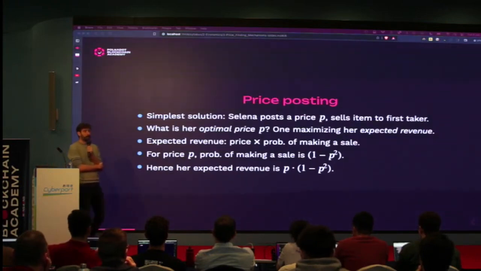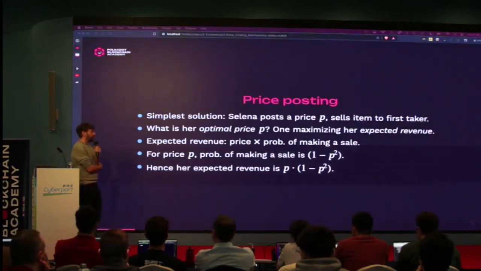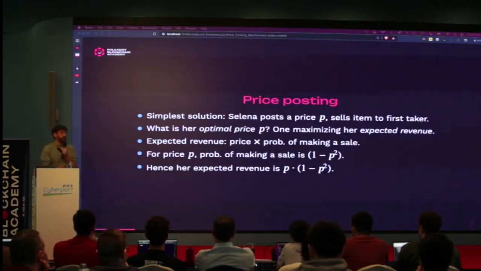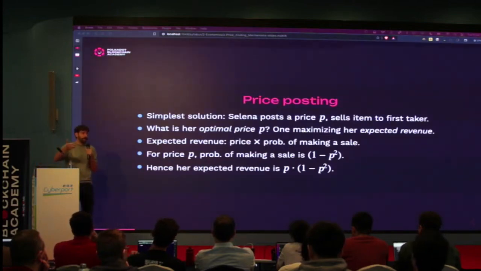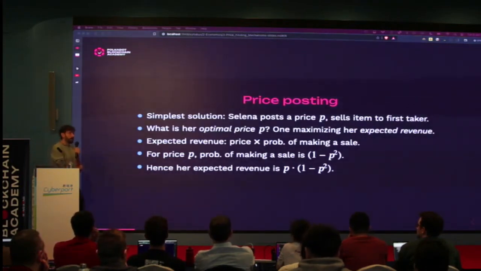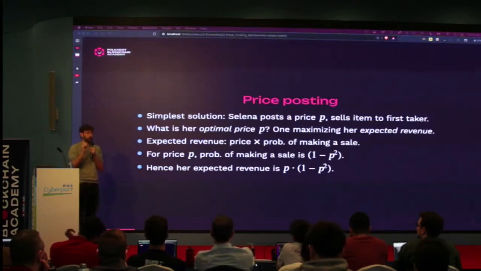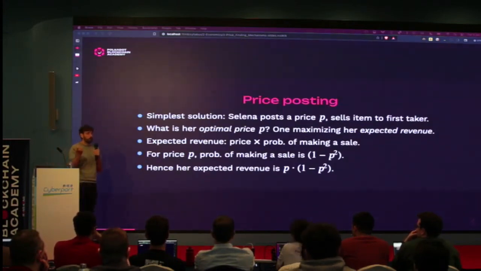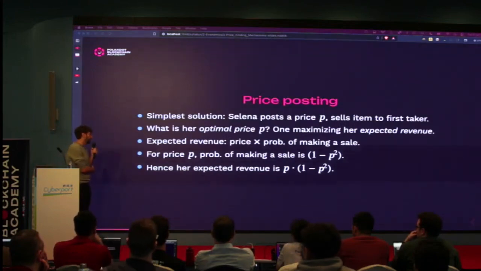I want to keep it here with the intuition, but it's quite easy to see. The probability that somebody has a valuation lower than p is p, because of this nice uniform distribution, and she wants to sell to only one, so it's p squared to not make the sale. Sorry, that the valuation is smaller than p. The probability that the valuation is lower than p is p. So it's p squared to not make a sale, and 1 minus p squared to make the sale.